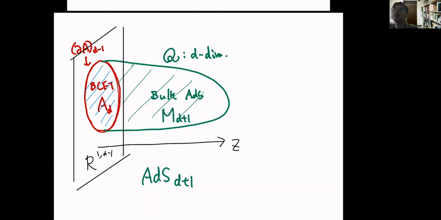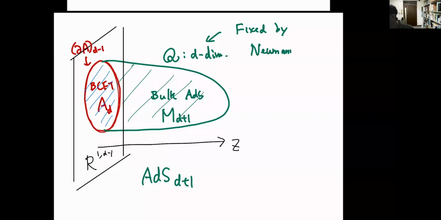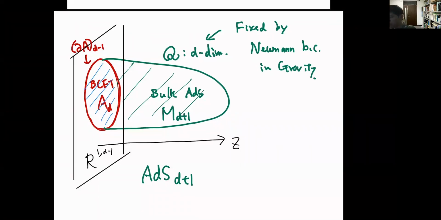Another question: how is Q defined? Let me explain how we can decide Q. There's a question in the chat. We determine this Q by imposing Neumann boundary condition in gravity. This is the simple short answer, and I will explain it.